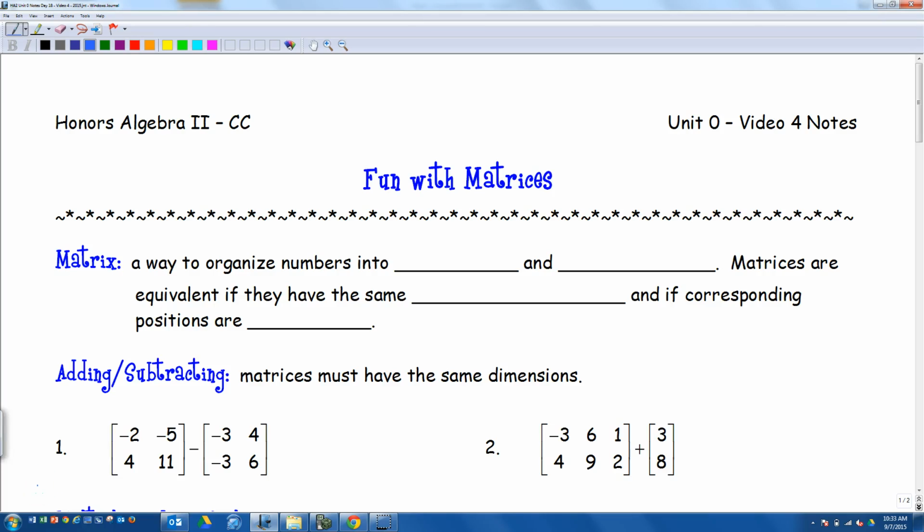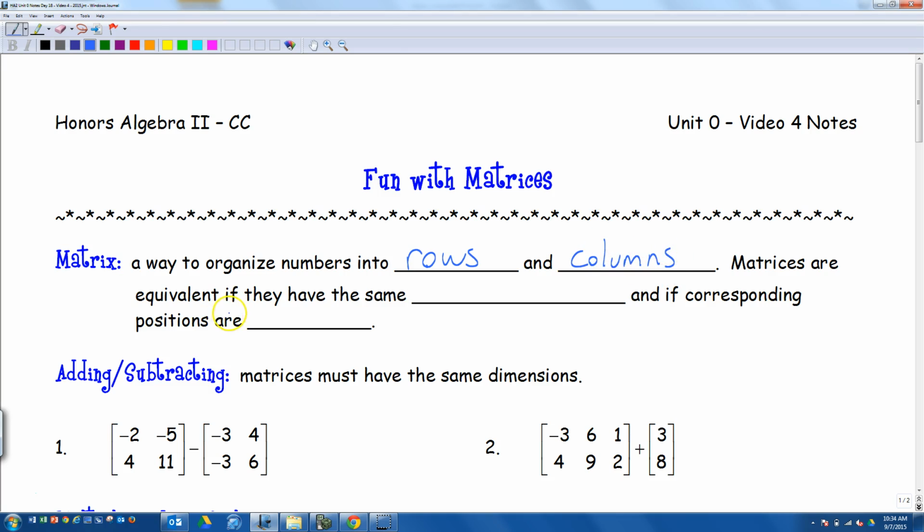Alright class, this is the last video that's required of you for this unit. It's just fun with matrices, kind of just to get you used to what matrices are. So a matrix is a way to organize numbers into rows and columns. So rows and columns.